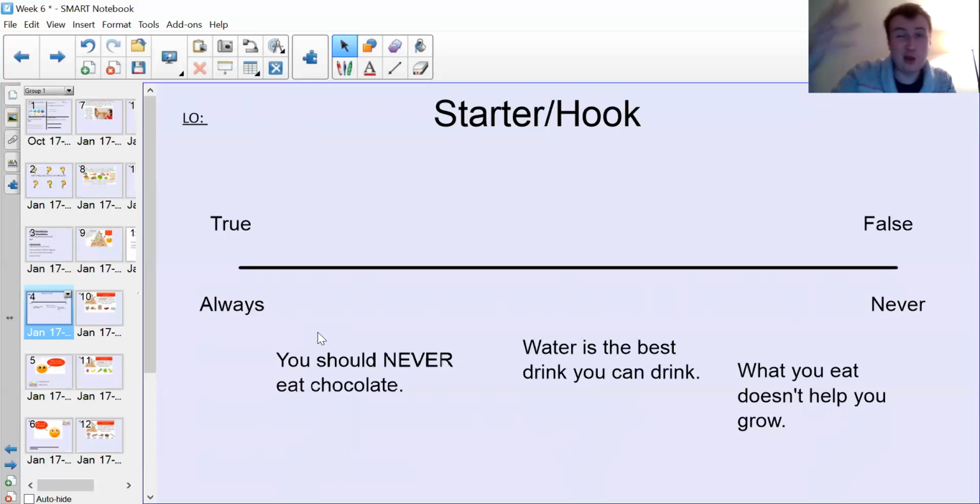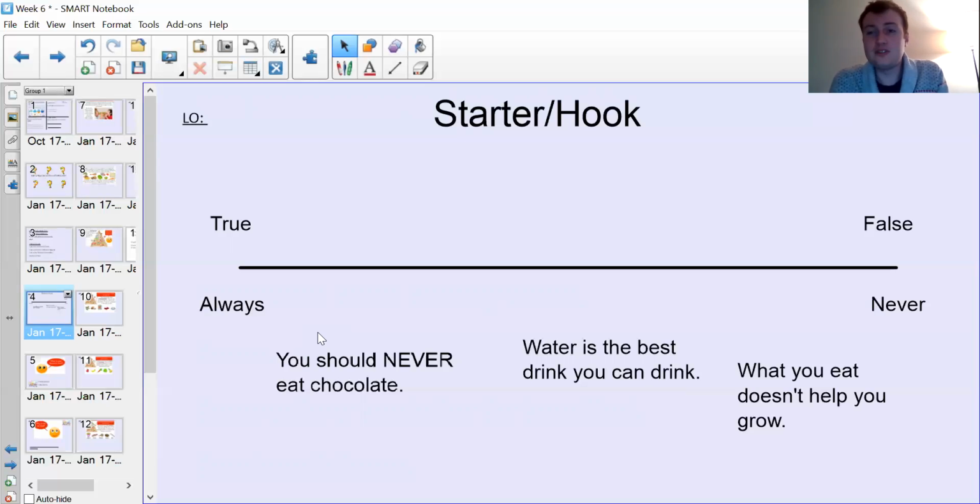Other drinks you might like Coca-Cola or Oasis or Ribena, things like that. They're lovely and they taste nice, but they don't hydrate us as much as water does. Okay. And then finally, what you eat doesn't help you grow. So always true, never true, sometimes true. What you eat doesn't help you grow.